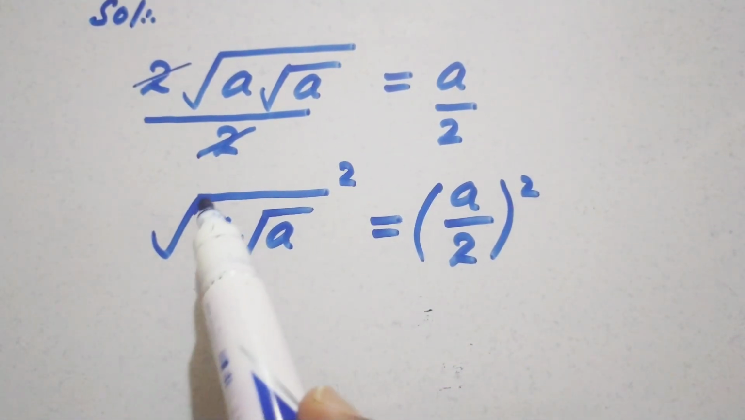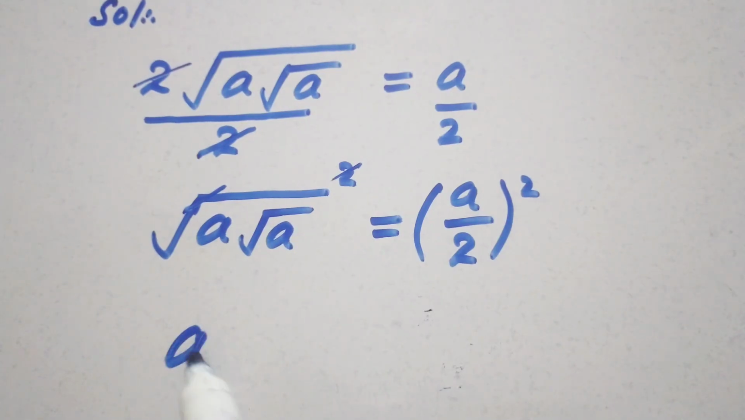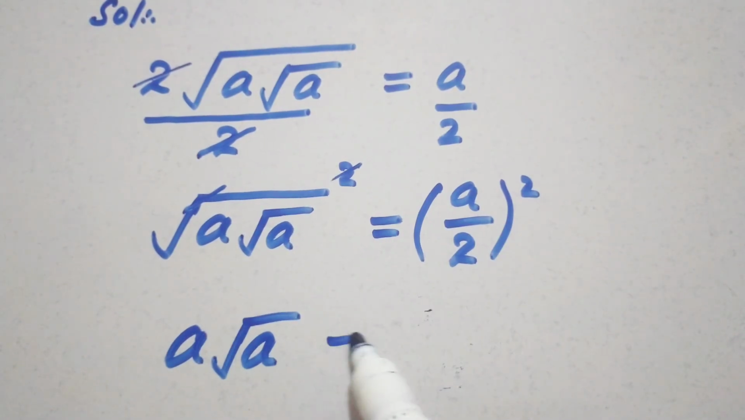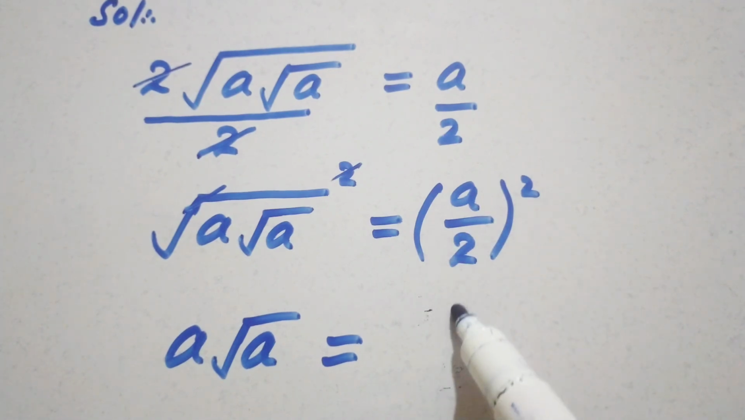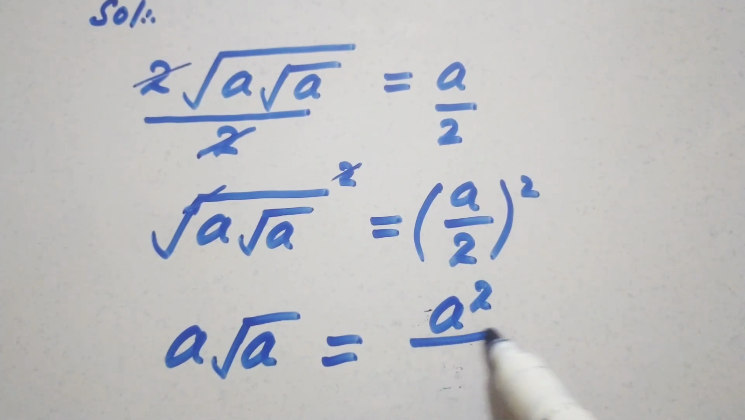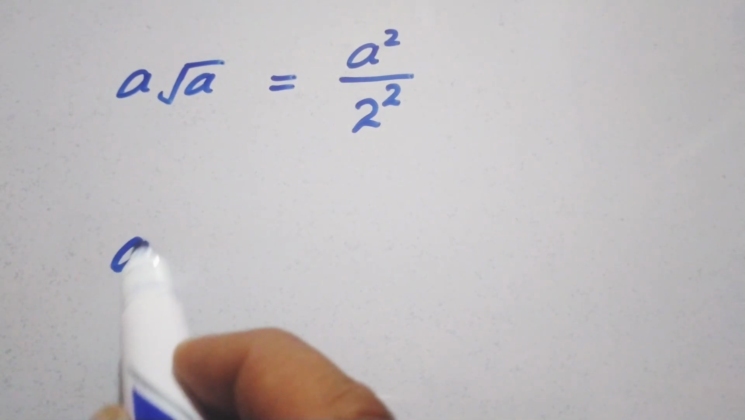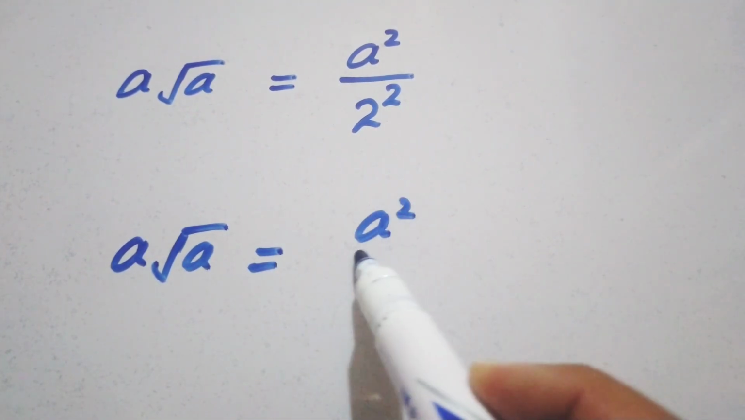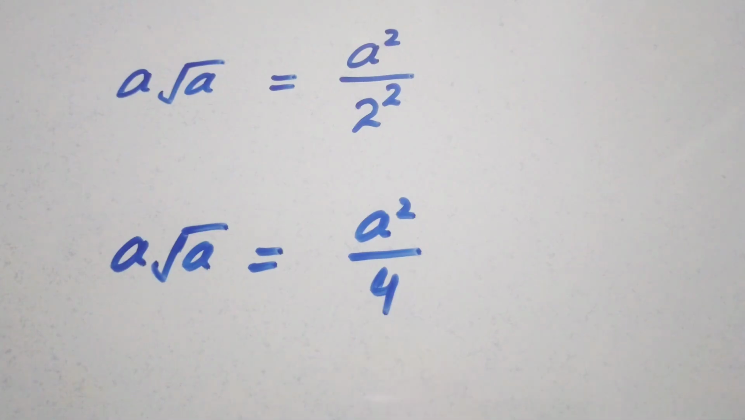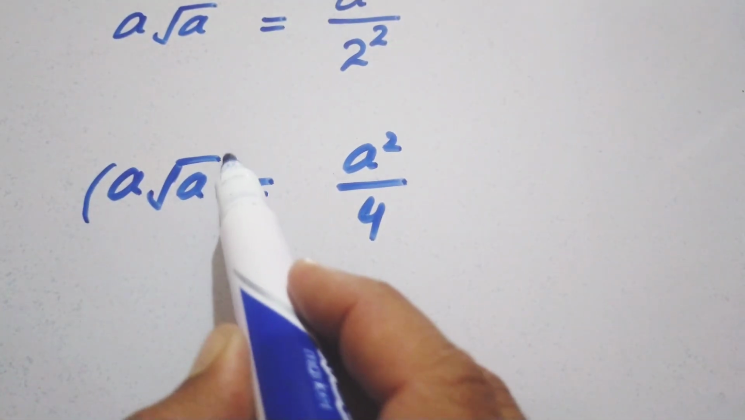On the left hand side, this square root and square cancel out each other, and here a into a square root will be left, is equal to a divided by 2 whole square. We can write this as a square divided by 2 square. Now this will become a into square root of a is equal to a squared divided by 2 squared, which is 4. Now again squaring on both sides.